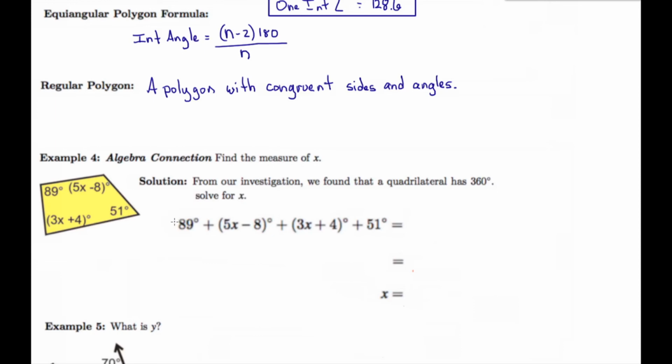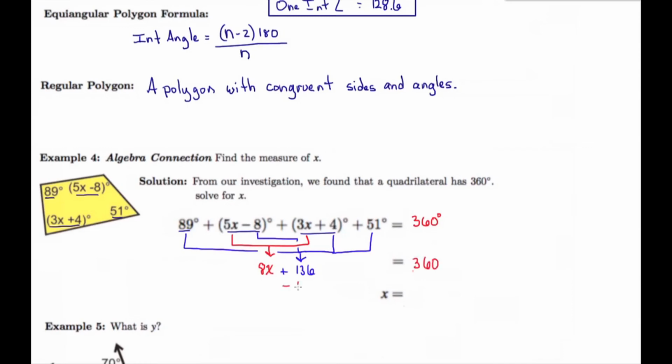Let's take a look at example 4. Okay, find the measure of x. Well, we know from our investigation that a quadrilateral has 360 degrees. So if I take each angle, add it up, and set it equal to 360, I can solve for x. So I need to add like terms. So I've got 8x plus 136 equals 360. Subtract 136 from both sides. Divide by 8. I get x equals 28.